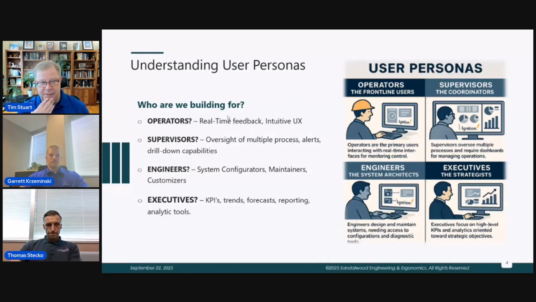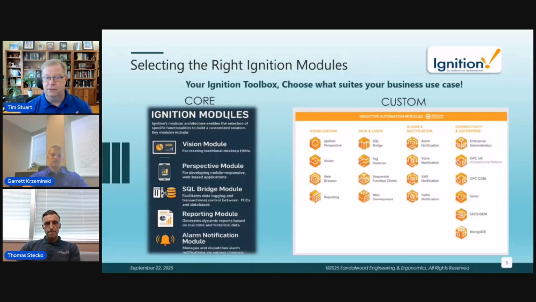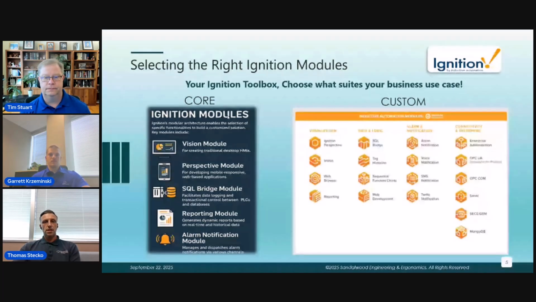So let's talk a little bit about Ignition and what are the right Ignition modules for doing these different things. I'll take a stab at this one here, Garrett. So Ignition kind of works like a toolbox, right? You don't necessarily need every tool in the box. You just need the tools that fit your business use case. So that's what makes Ignition so powerful and scalable. So here at this example, we have two tables. We have a chart on the left, which is your core modules, which might be your Vision module. So think about any computer program, VLC player, Windows Media Player.